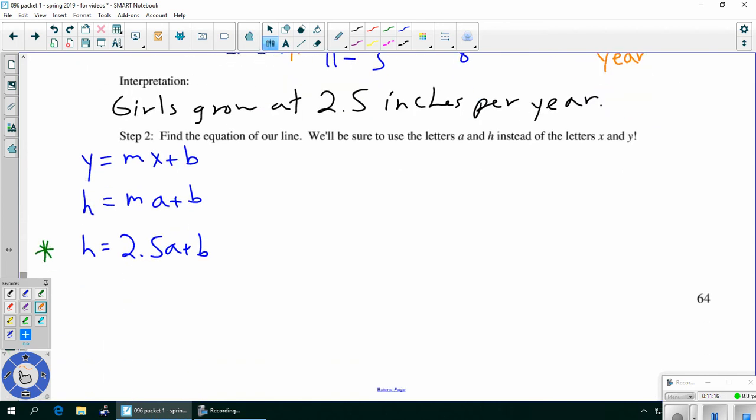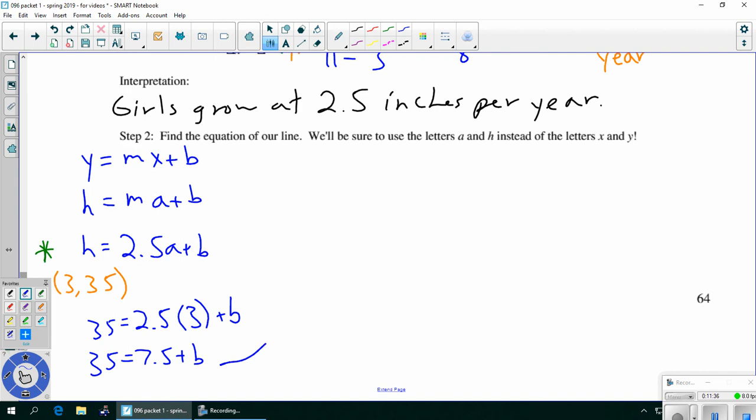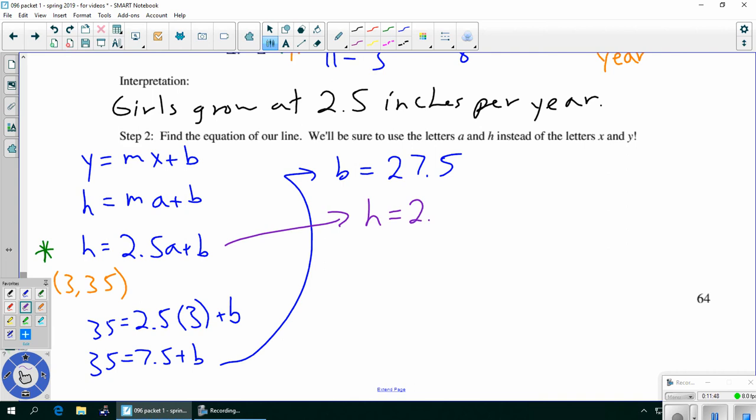So we'll plug (3, 35) into this equation here. So the H is the 35 equals 2.5 times the A is a 3 plus B. So that's 35 equals 7.5 plus B, and then subtract the 7.5 from both sides. And we get B equals, what is that, 27.5? And then we'll go back to our starred equation and write our final answer. H equals 2.5 A plus, and now we've got our 27.5. So that is the equation of the line that connects the 2 points that we picked.